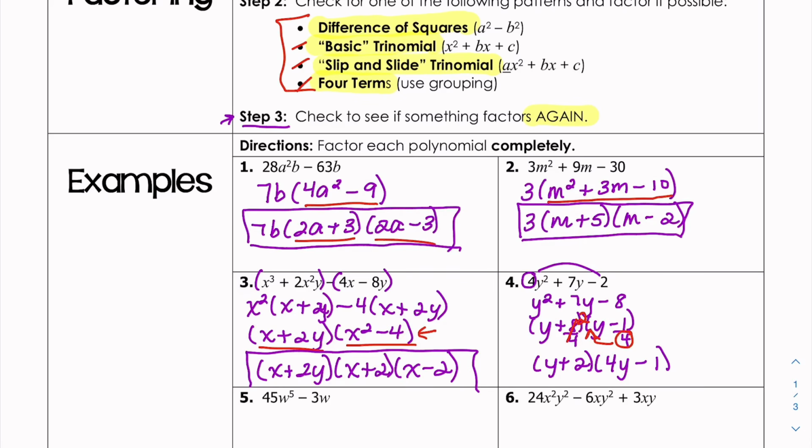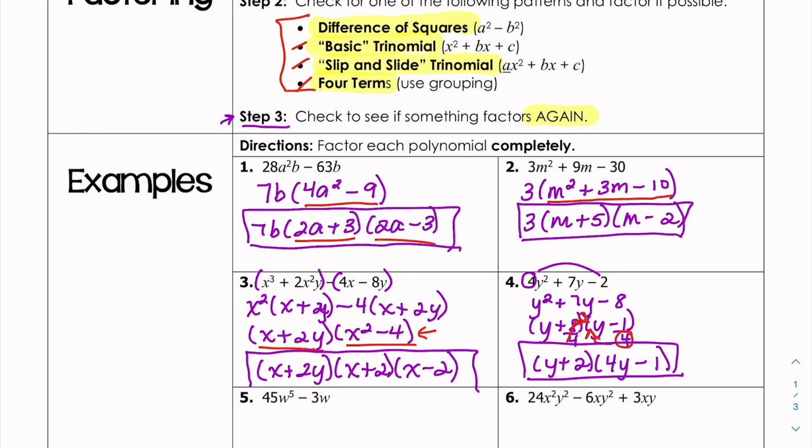We have y plus 2 as our first binomial. We would not be able to factor that any further. And then 4y minus 1. It kind of looks like a difference of squares, but the y is not squared. We can't square root 4y. We can square root 4y squared, but we can't square root 4y. So this one is done. Okay.